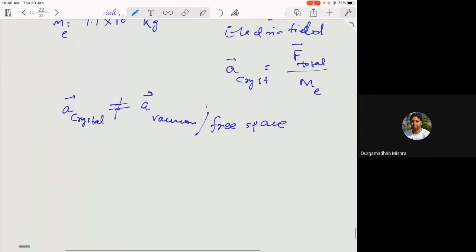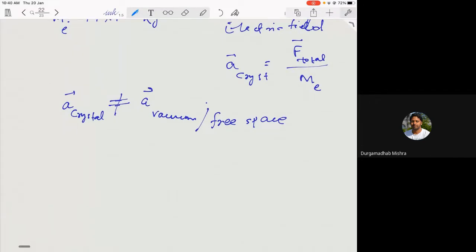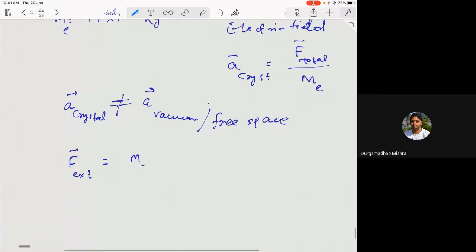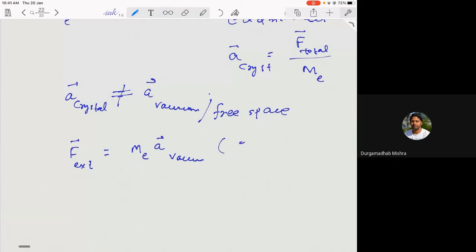But this is normally represented by saying that the mass of the electron actually changes. So in free space we write F external equal to Me into a. This is in vacuum, in free space. And in a solid, we will write a similar expression, but we will say that the mass of the electron is different.